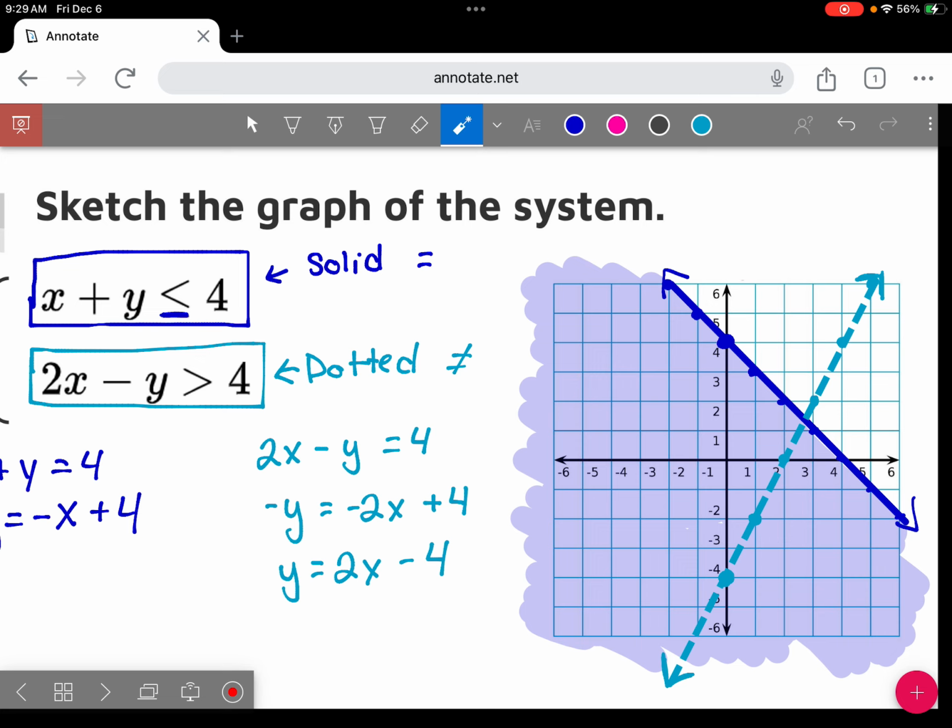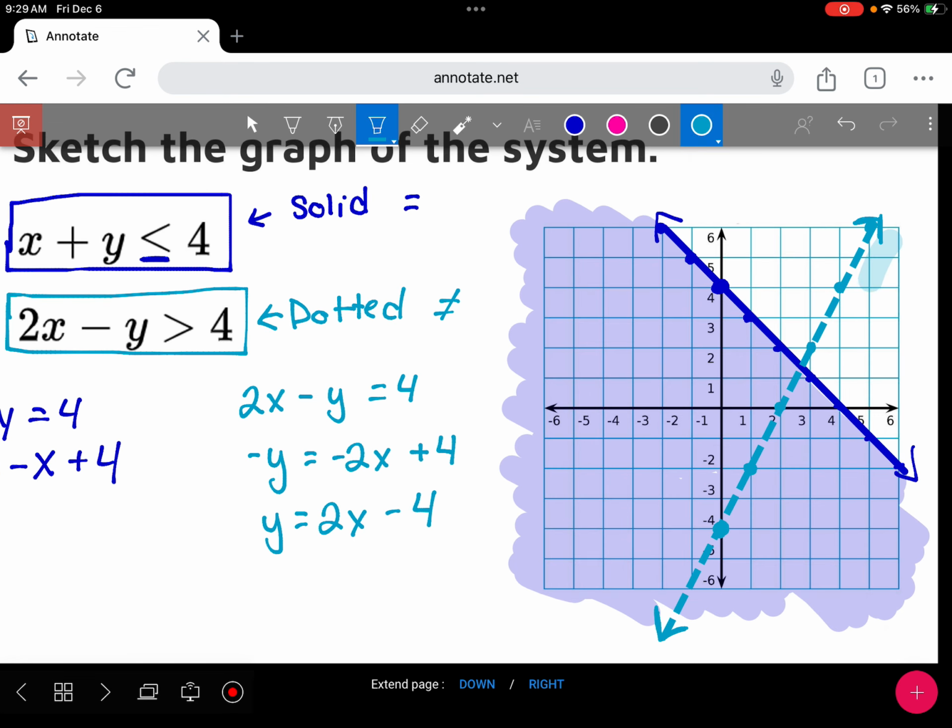When in doubt, pick a point to test. So think about 0, 0. 2 times 0 is 0. Minus 0 is 0. Is 0 greater than 4? It is not greater than 4. So is this point in the solution for the light blue line? So are we going to shade above the light blue line or below the light blue line? Below. So this is going to shade over here.